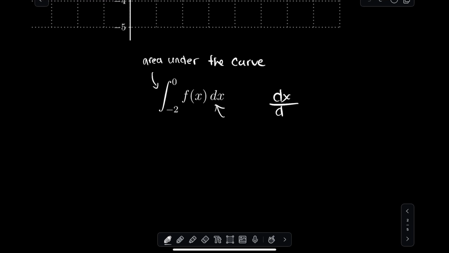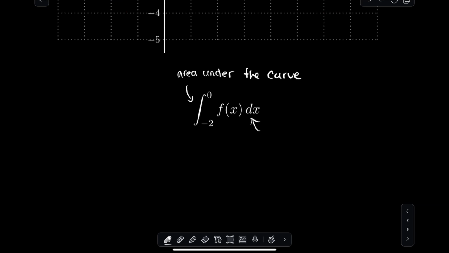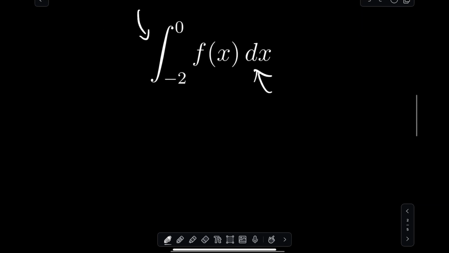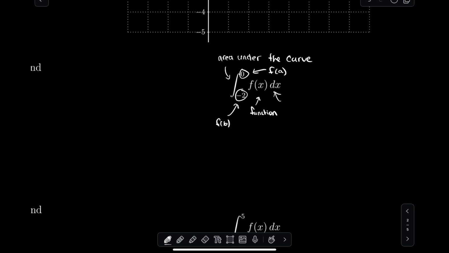So this is a function where we're looking at the integral. This is our function here, and then these are our bounds. So this is our f of b, and this is our f of a, right? So I'll leave this back up here.